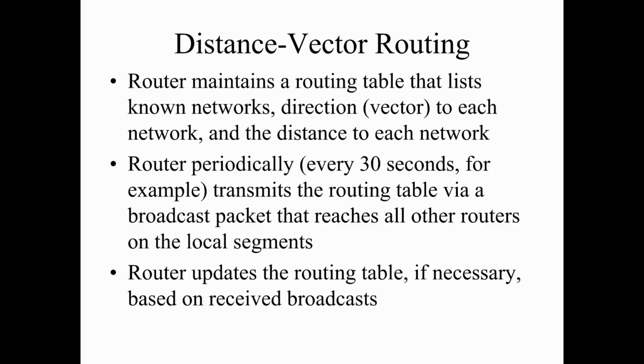So let's talk about distance vector. Routers maintain a routing table that lists known networks, their direction, also known as their vector, to each network, and the distance or the hop count to each network. Routers periodically, typically every 30 seconds, will transmit the routing table via a broadcast packet that reaches all other routers. Once all routers have all the information, it's called convergence. But what happens if the network doesn't change? Is it going to keep sending the router updates even if no changes have occurred? That's an issue with distance vector.